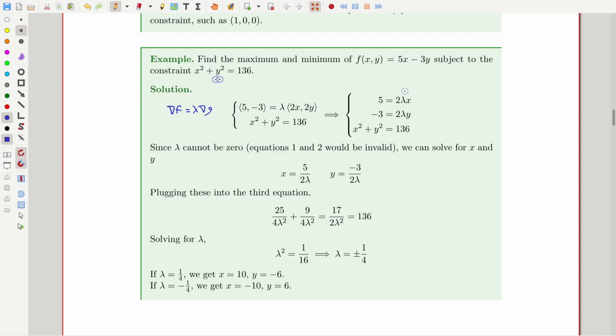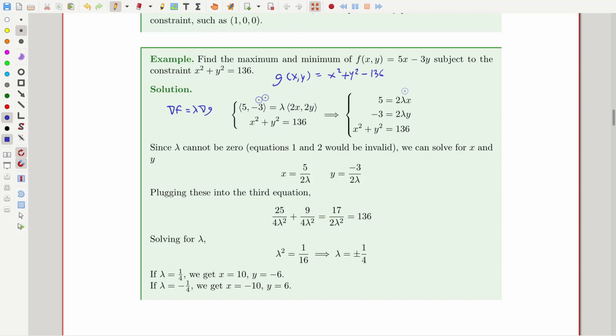Yep. The x derivative of this constraint. Okay, I will also just, for clarity's sake, write this as x squared plus y squared minus 136. So that is the constraint function. And then you take the gradient of this. So you get 2x for the x derivative, and 2y for the y derivative. And then you have the constraint down there.